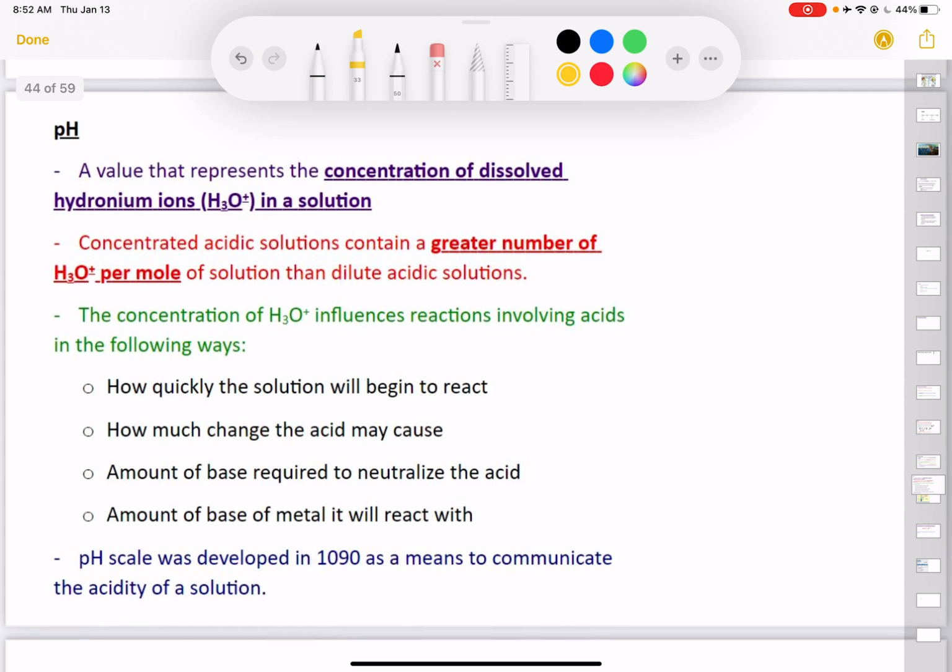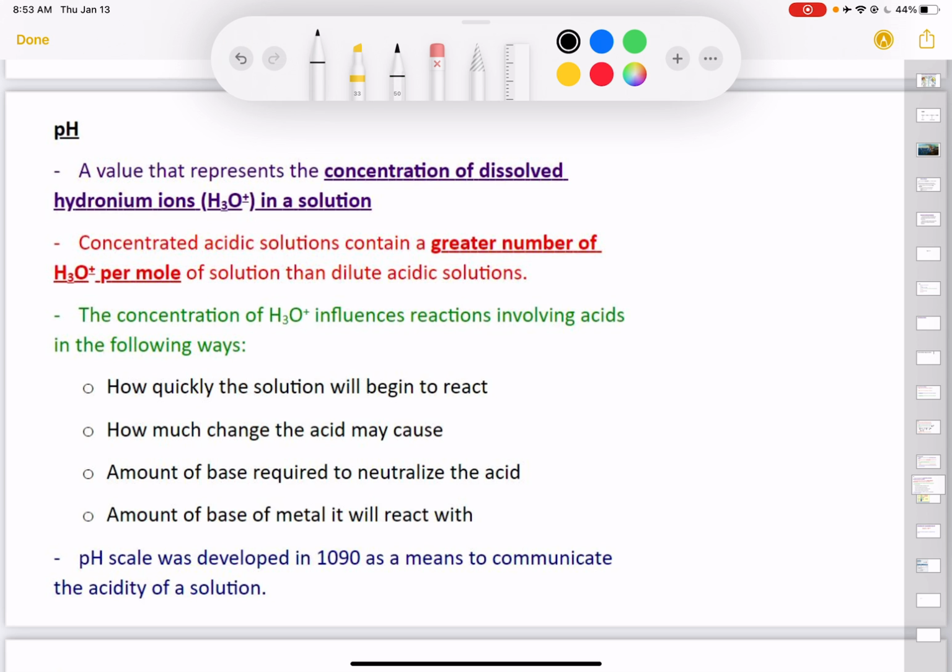All right. So I just said it's going to reduce the pH. So what the heck is pH? Well, pH is a value that represents the concentration of dissolved hydronium ions, H3O+, in a solution. Concentrated acidic solutions have greater amounts of H3O+ per mole of solution than diluted acidic solutions. Okay, so the more H3O+ you have, the higher your acidity. And by that I mean lower your pH, because low pH means you're acidic. But we'll get to that in a second.